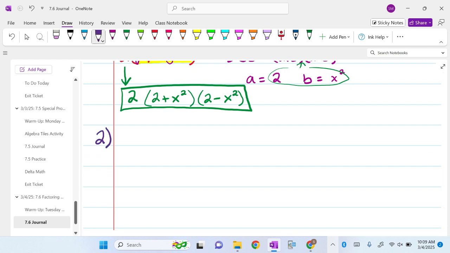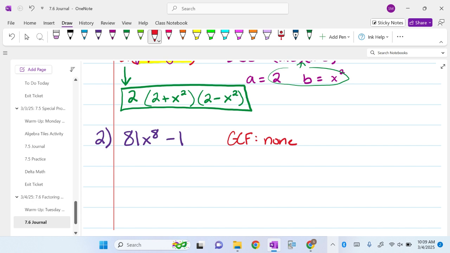So example 2 is 81x to the 8th minus 1. First things first, we got to ask ourselves, is there a GCF? No. So since there's no GCF, we move on to the next step.